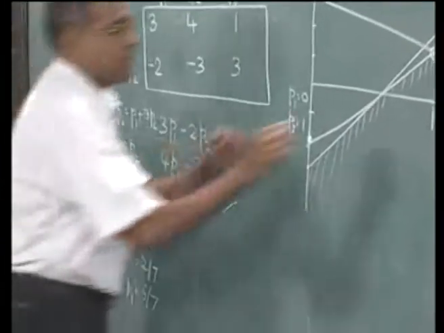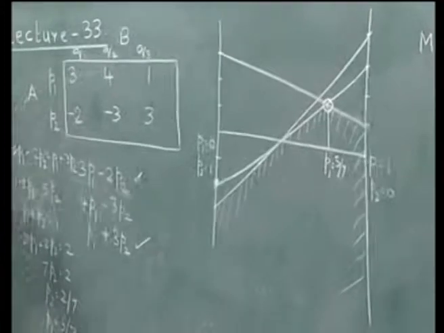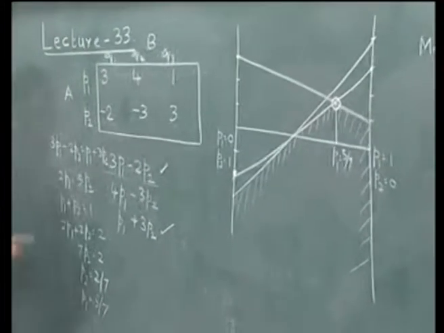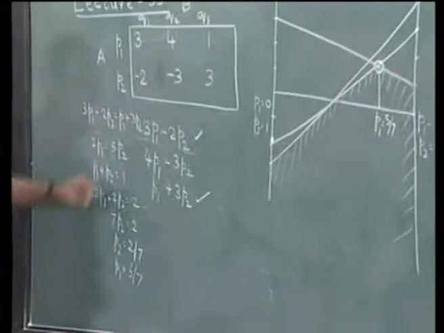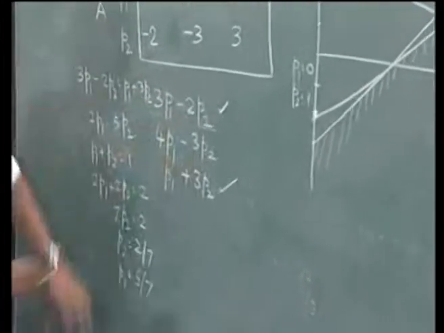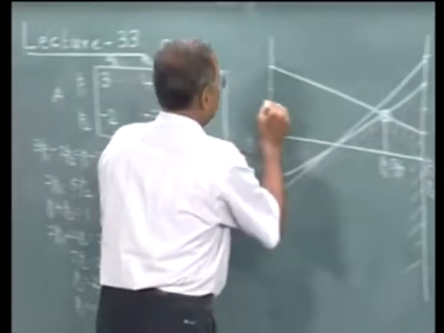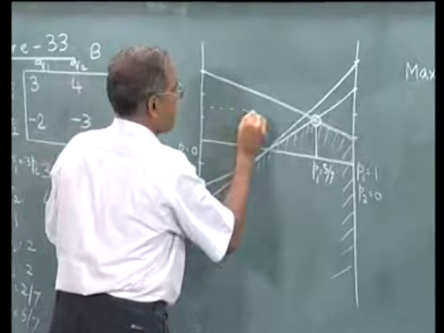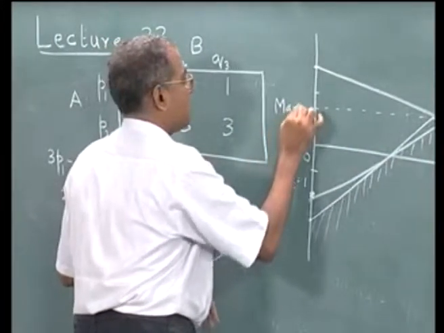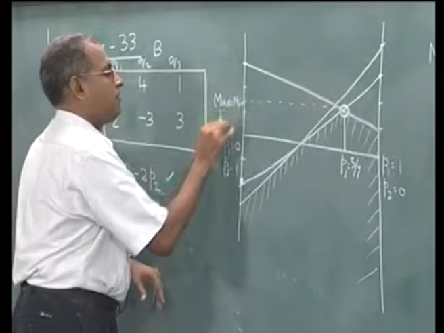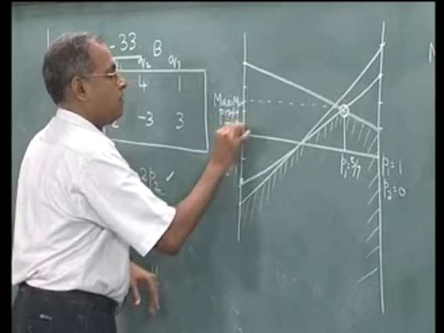which is this point. This will be P1 equal to 5 by 7 and P2 equal to 2 by 7, and the payoff will be P1 plus 3 P2, which is 5 by 7 plus 6 by 7, which is 11 by 7. So, this will be 11 by 7, which is the maximin profit or payoff for A.